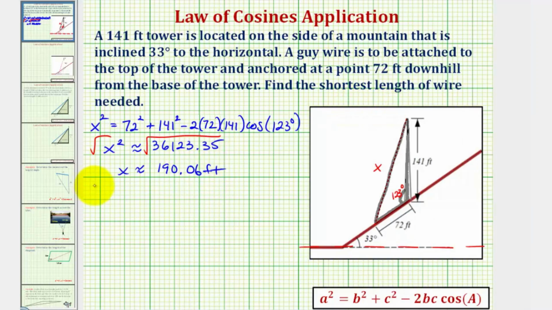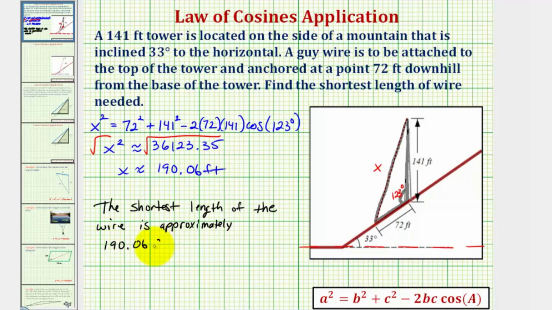So we can say the shortest length of the wire is approximately 190 and 6/100ths, or 0.06 feet.